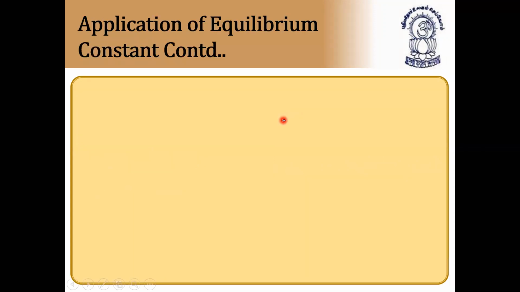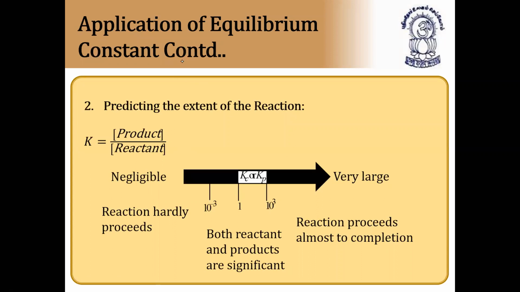Next, applications of equilibrium constant. Just see, the second one is predicting the extent of reaction. First we saw predicting the direction of reaction. Now we can say predicting the extent of reaction. Since we know K, that is the equilibrium constant, is equal to the concentration of products by the concentration of reactants raised to the stoichiometric powers.